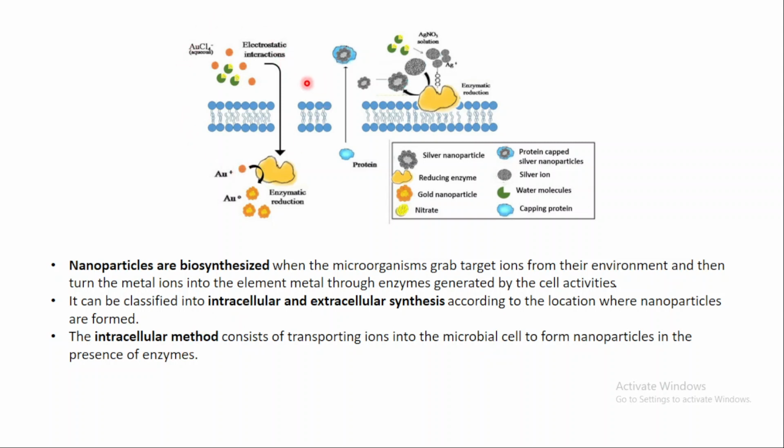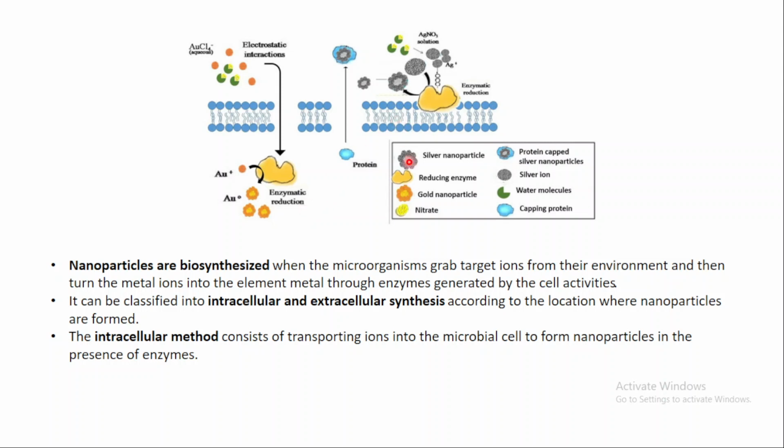So this is a schematic. Just follow my pointer. This is a schematic for intracellular nanoparticle synthesis, in which these metal ions are transported inside the microbial cell, which is then deposited into metals in the presence of enzyme. Here it shows AuCl4 minus in aqueous medium, gold tetrachloride. Electrostatic interactions will take it inside the cell. This is a lipid bilayer. And then there are enzymes which will reduce the gold ions in the gold chloride, and then deposit it as gold nanoparticle.